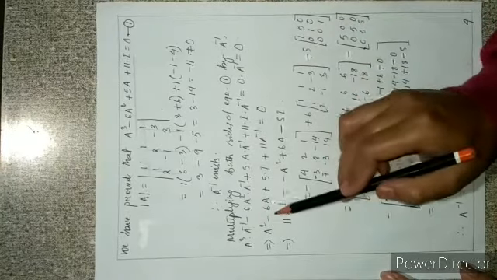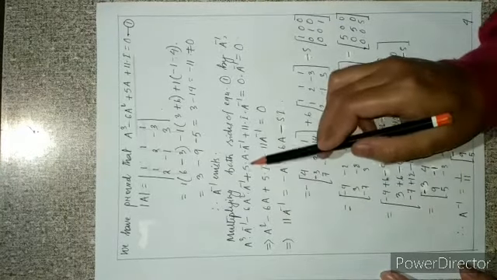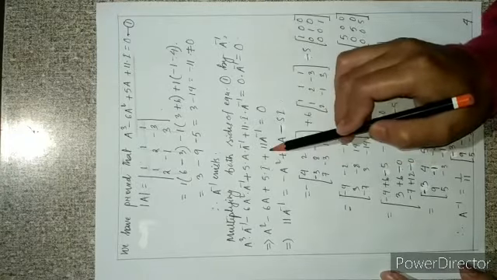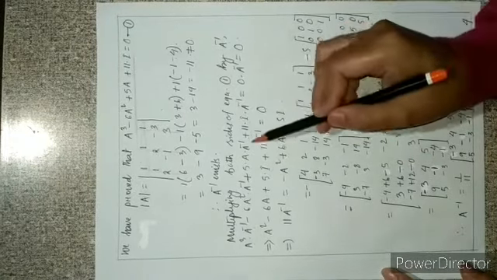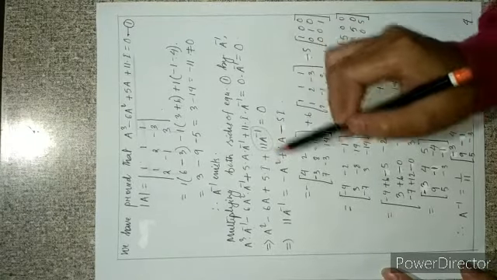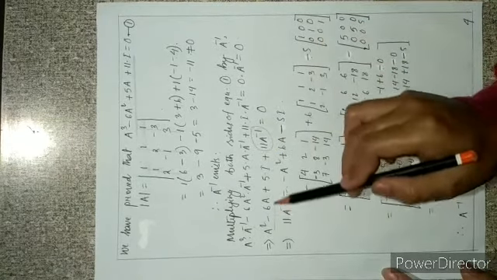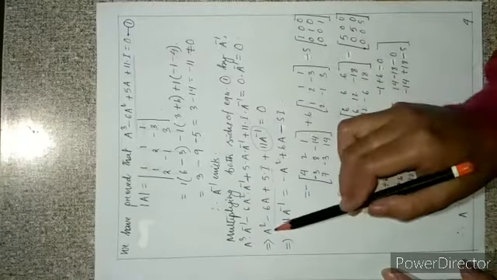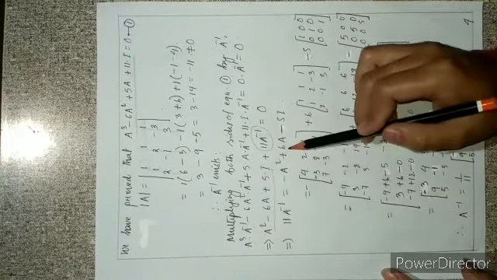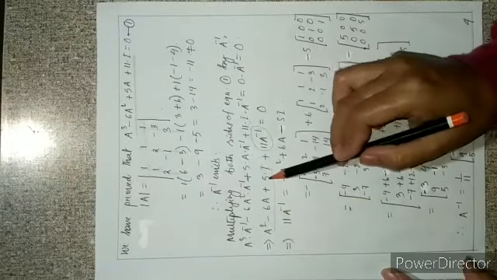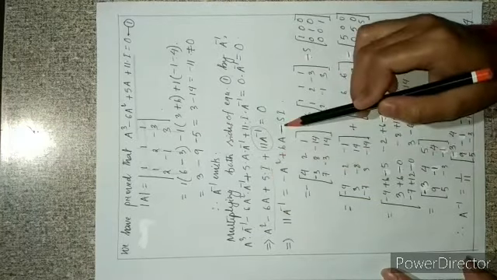Then A square minus 6 times of A plus 5 times of I plus 11 A inverse is equal to 0. Keep 11 A inverse on one side, then transpose the remaining 3 terms. Plus A square will be equal to minus A square. Minus 6A will be plus 6A. Plus 5I will be equal to minus 5I.